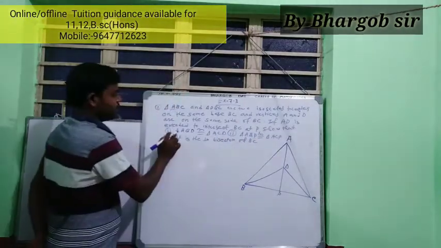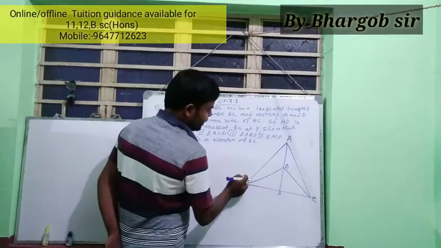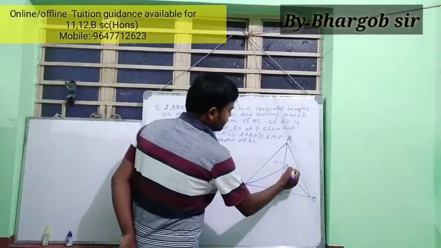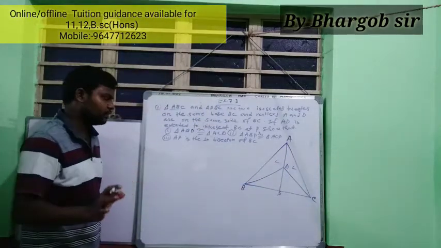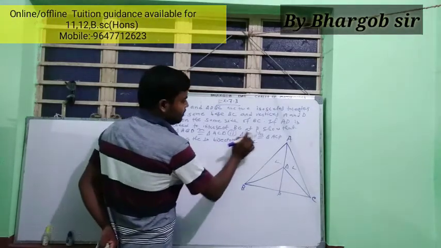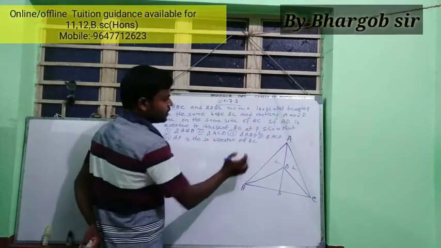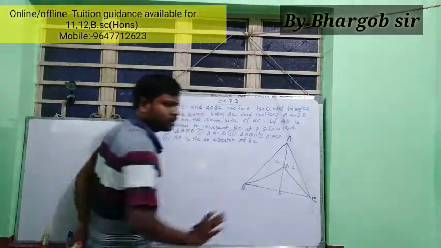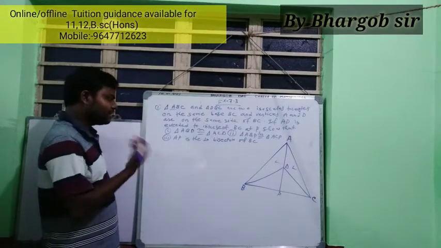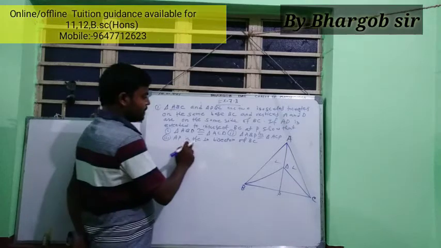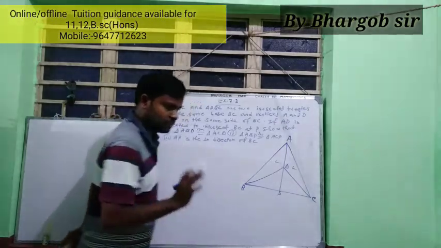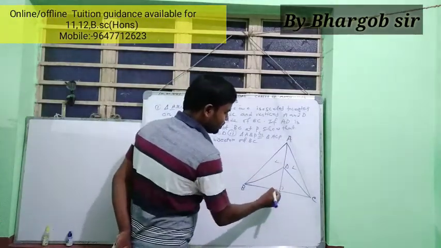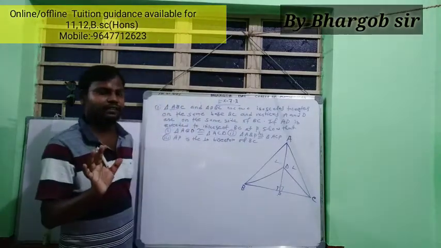Show that, number one, triangle ABD and triangle ACD are congruent. The next question: triangle ABP is congruent to triangle ACP. We have to show that. And the third problem: AP is the perpendicular bisector of BC. We have to prove AP bisects BC and is perpendicular, that is, this angle and this angle will be 90 degrees each.